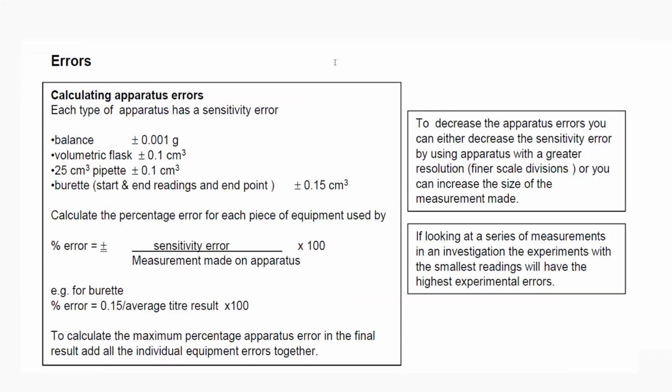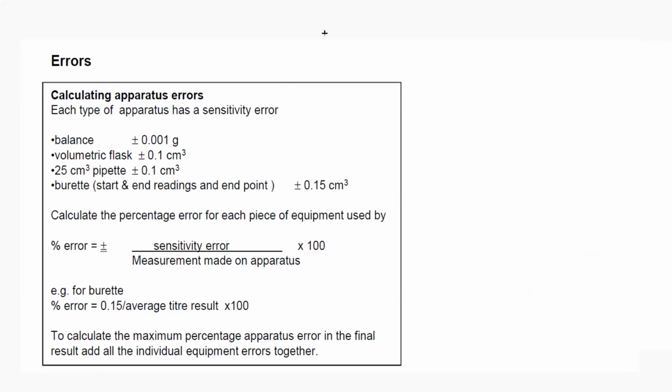If you want to calculate the error, say we are using a balance and measuring the mass of an object, and the mass comes out to be 2.978 gram. We want to find the percentage error in this reading. So how can we calculate the percentage error?